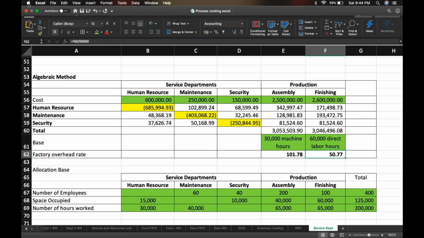Right, now let's go back to our slide to see if we still have something to cover. None. Okay, I think I was able to cover the entire chapter for accounting for factory overhead.